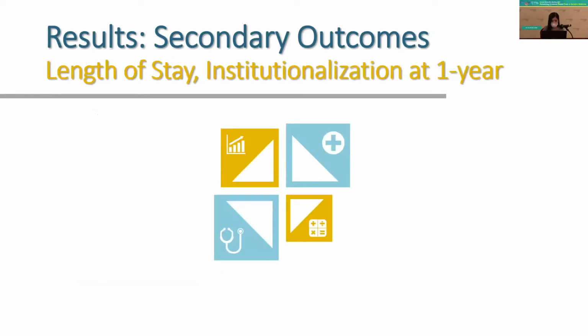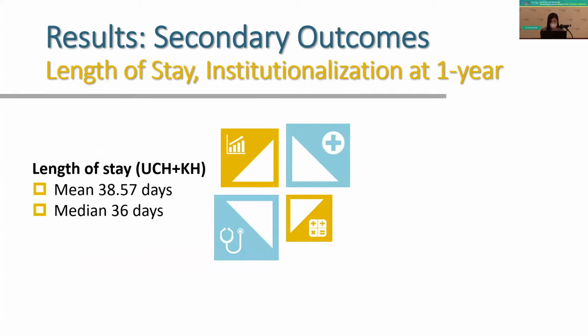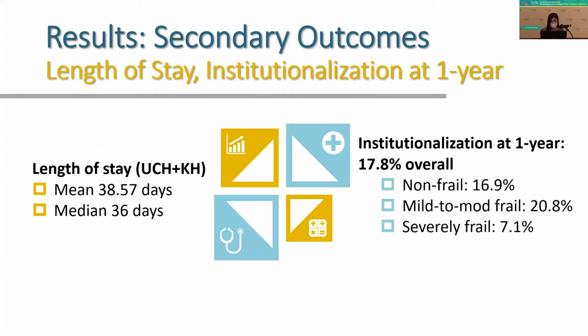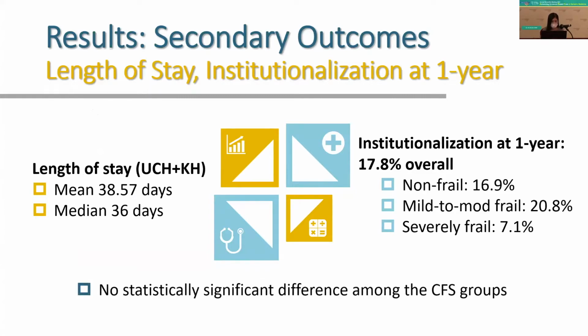For the length of stay, patients who were transferred to Kowloon Hospital were recruited into the analysis. As a result, the mean length of stay of UCH plus KH was 38 days. The overall institutionalization at 1 year was 17.8%. However, there was no statistically significant difference among the CFS groups.